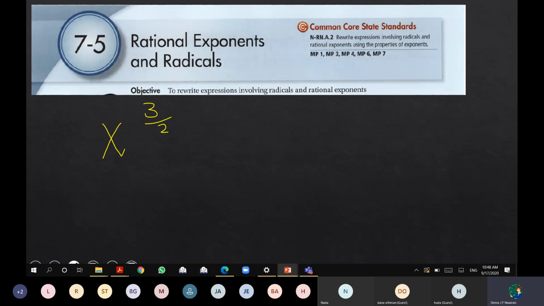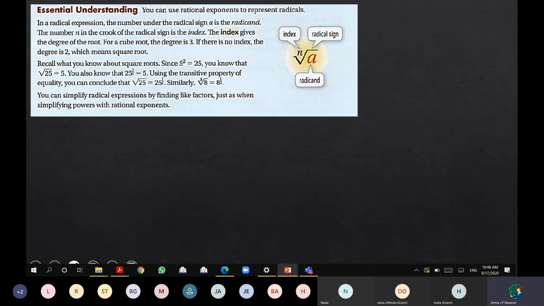Now, today we are talking about radicals, and how we can convert the rational exponent into a radical or from a radical to a rational exponent. So now we have to rewrite expressions involving radicals and rational exponents. The rational exponents, we can use them to represent a radical.